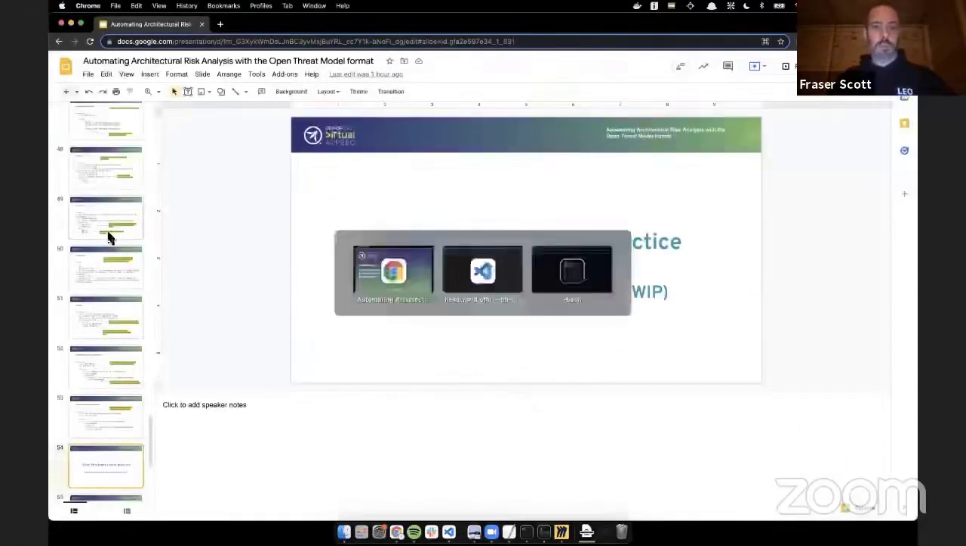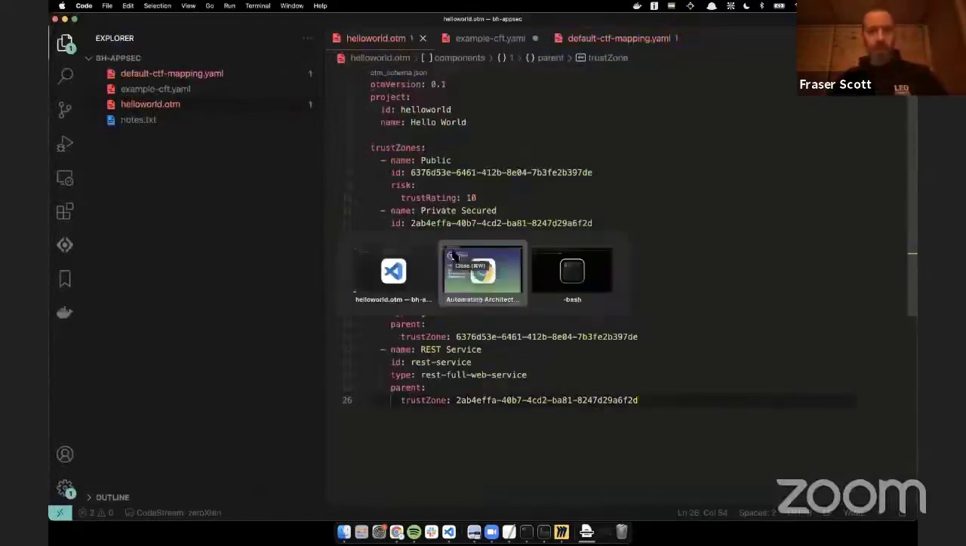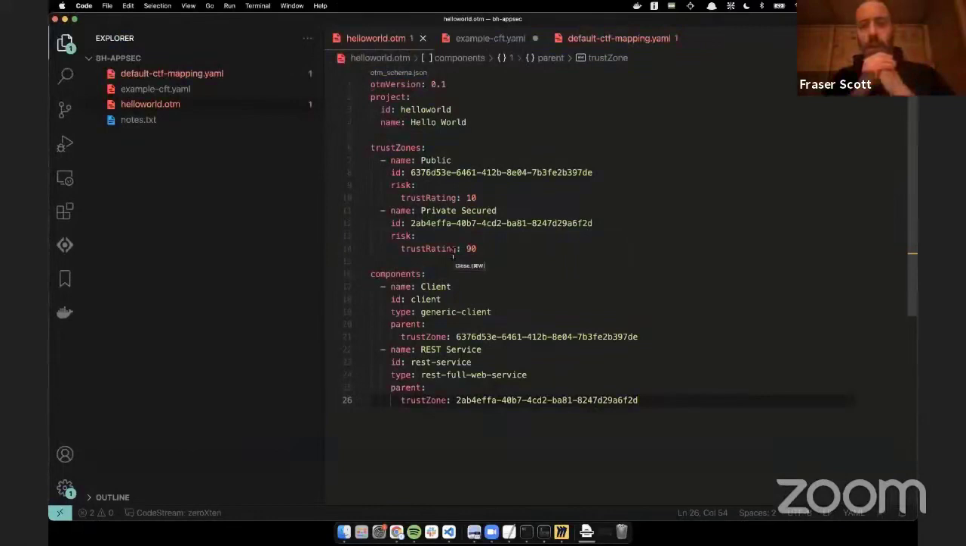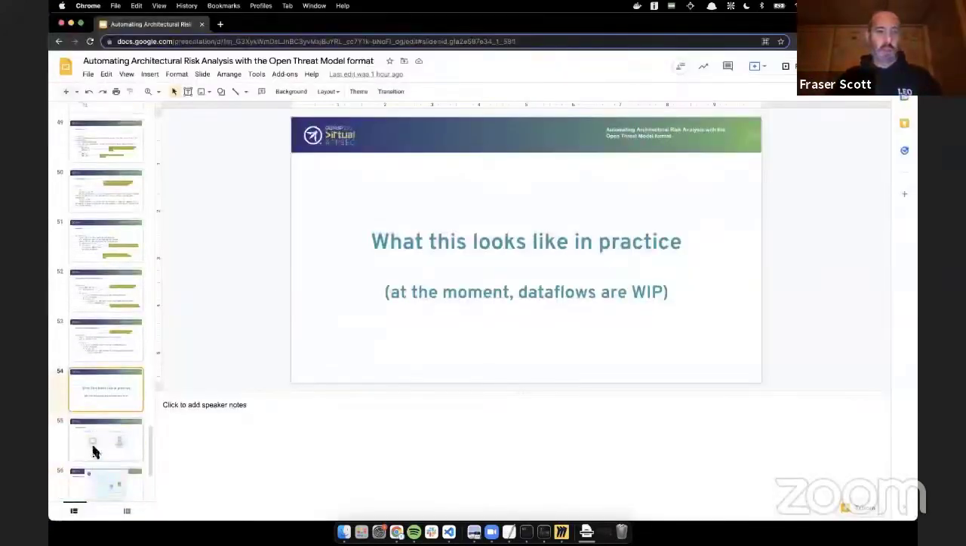Right, so over here I have a very simple, again, hopefully everyone can see this, OTM file, Open Threat Model file, with the version number in there. We just have 2 trust zones. You can see here the relative rating and a number of components in here. I've stripped out all the other stuff that doesn't really matter. If you were to then parse it, you could visualize this in GraphViz or any other tool, and in this case it would look a little bit like this.